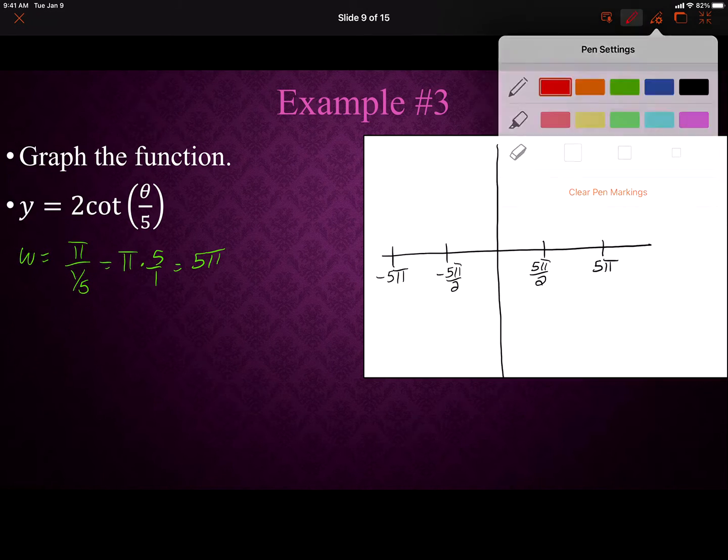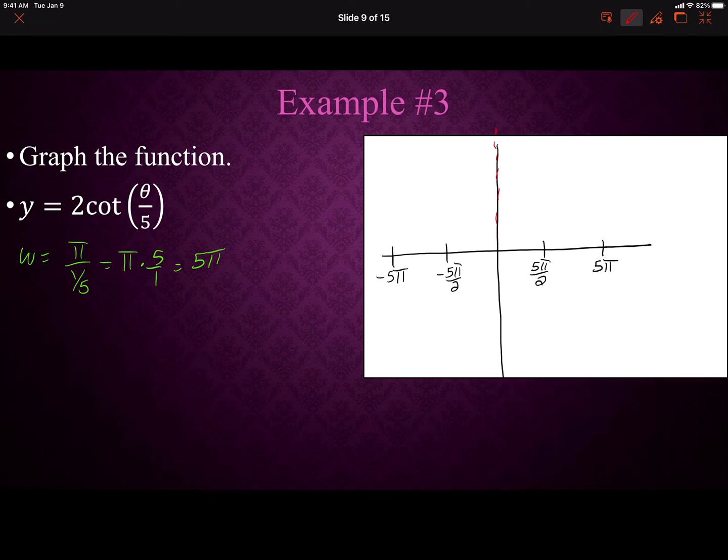The vertical asymptotes will start at the origin, so on the y-axis. And again, it skips 2 spaces, so then it'd be at 5 pi and negative 5 pi for the other 2 vertical asymptotes. Midlines are in the middle, but these, because it's cotangent, are going downwards. So it's going to look like this right here.